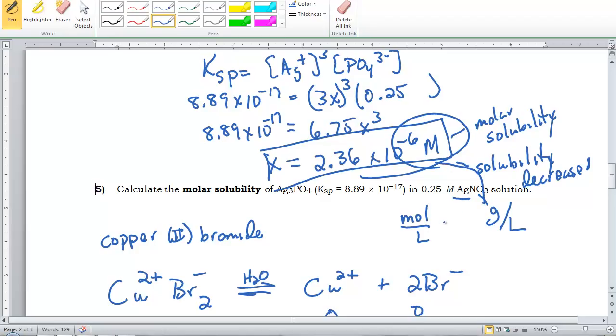Okay? Do you know how to go from moles to grams? I hope so. All right. So if the problem doesn't ask for molar solubility, but solubility in grams per liter, once you get to this point, you need to convert moles to grams, and to do that, you need, as you know, molar mass. So in this case, we'd have to calculate the molar mass of silver phosphate, and then convert that from moles per liter to grams per liter.